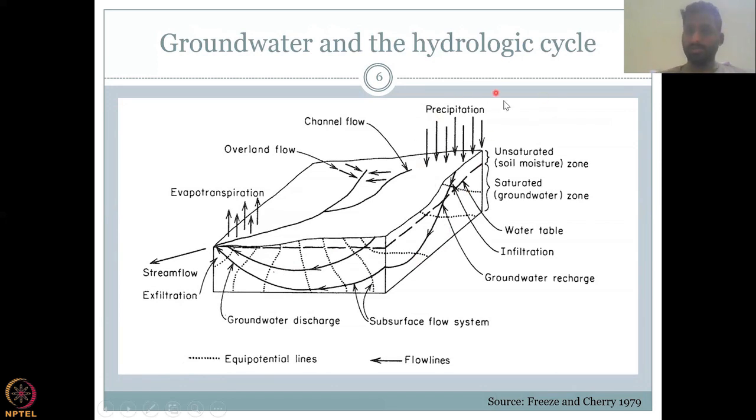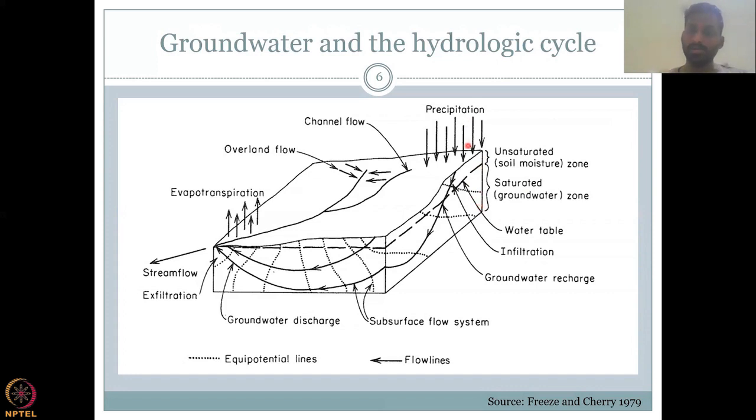We have precipitation, the key element in bringing water into the system. So first it gets infiltrated. It moves through the soil zone and soil moisture is increased, which means the soil gets water and the moisture content in the soil increases. So that is the first unsaturated zone. Then water would still continue to move to the saturated zone. We will get into a detailed lecture on what is unsaturated and saturated. For now, you could look at the top zone and the deeper zones.